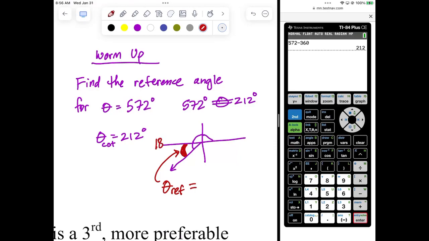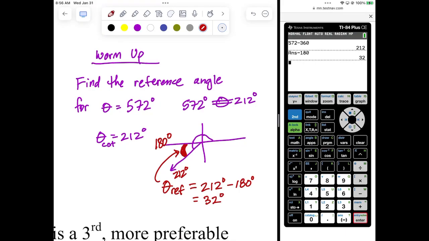So if this is 180 and this is 212, do I do 180 minus 212 or 212 minus 180, if I want it to be positive? 212 minus 180. I've gone past 180 by a certain amount. So now I just do minus 180 and I get 32 degrees. And there you go, folks. That's the reference angle.